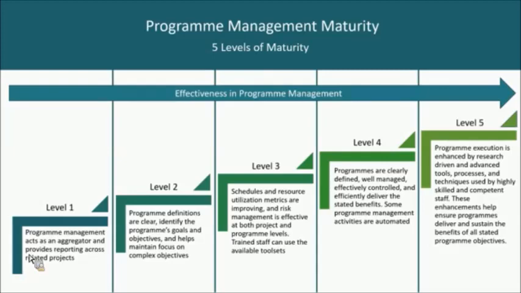Again, we want to drive to a level 4 maturity. And here, this is the ideal that we can aim for at the moment. Programs are clearly defined, they're well managed, they're effectively controlled, and they deliver the stated benefit. And even some of the aspects of it can be automated. And from there, we build a platform to see whether we can get to level 5 maturity, which is always that top line where we're going into continuous improvement.